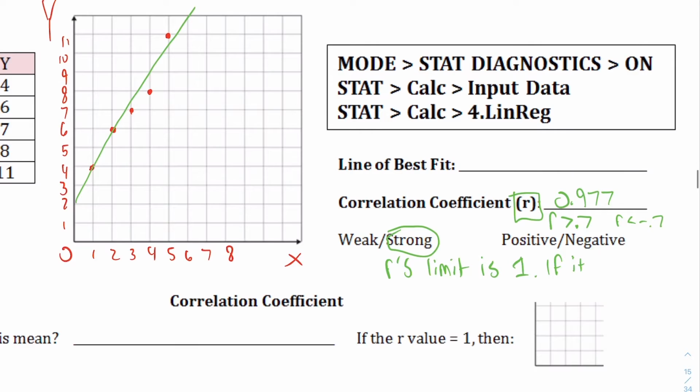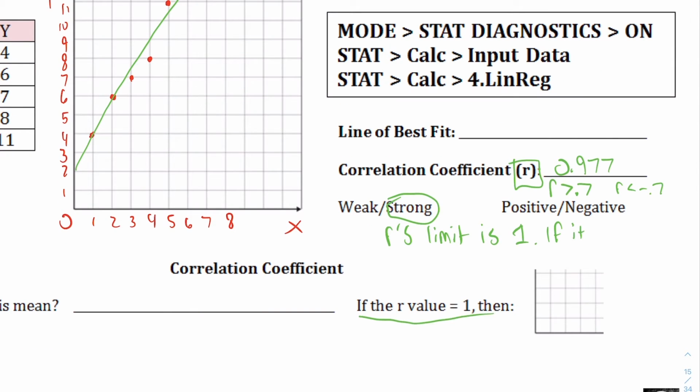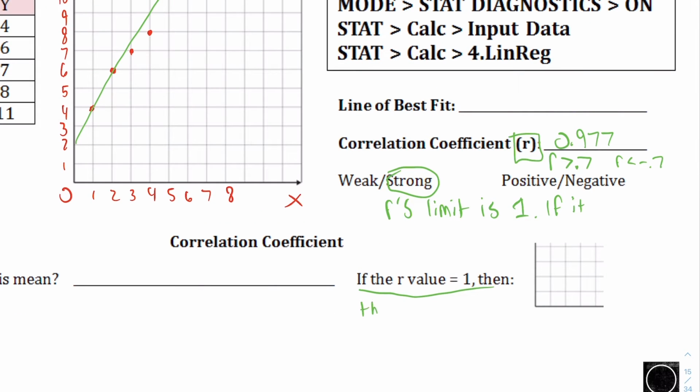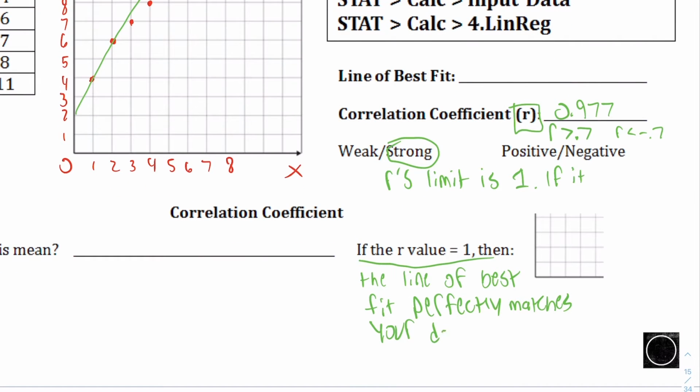And then down here, if the R value is 1, then the line of best fit perfectly matches your data. That means it goes through every single one of the dots perfectly. If the R value is less than 1, that means that some of them are going to be a little bit off of the line, and the closer it gets to 0, that means that it's no correlation.